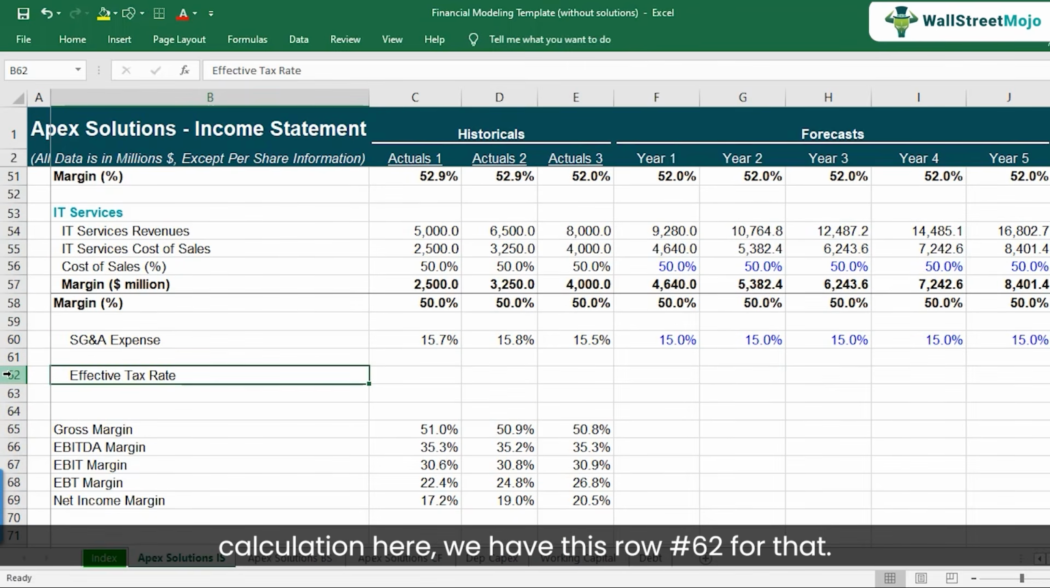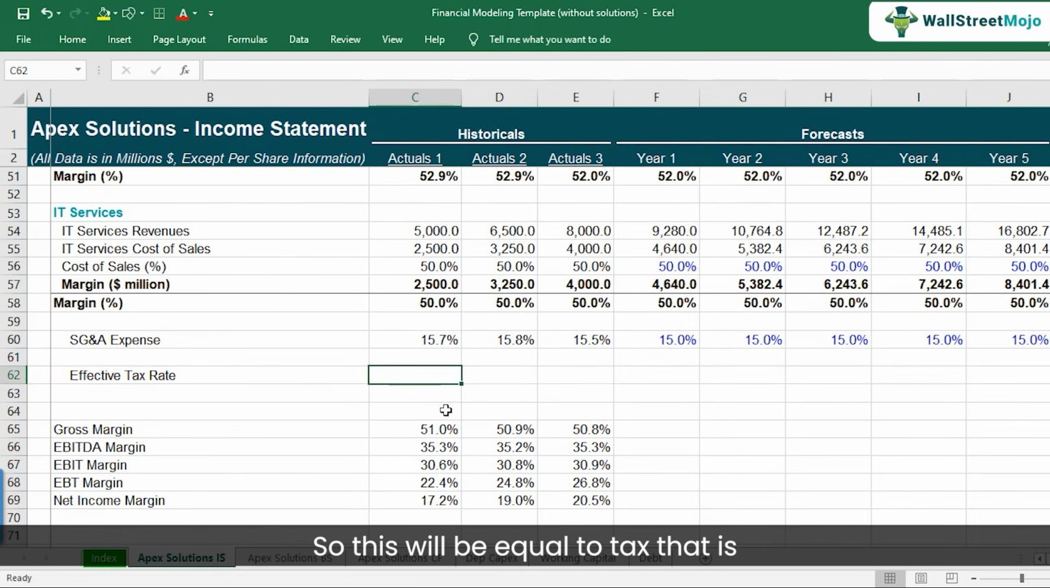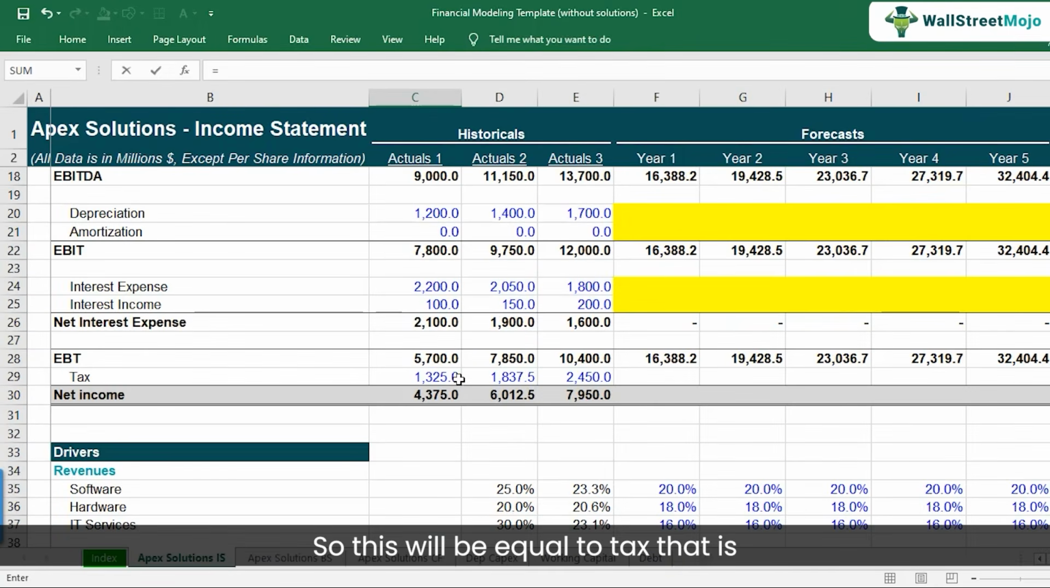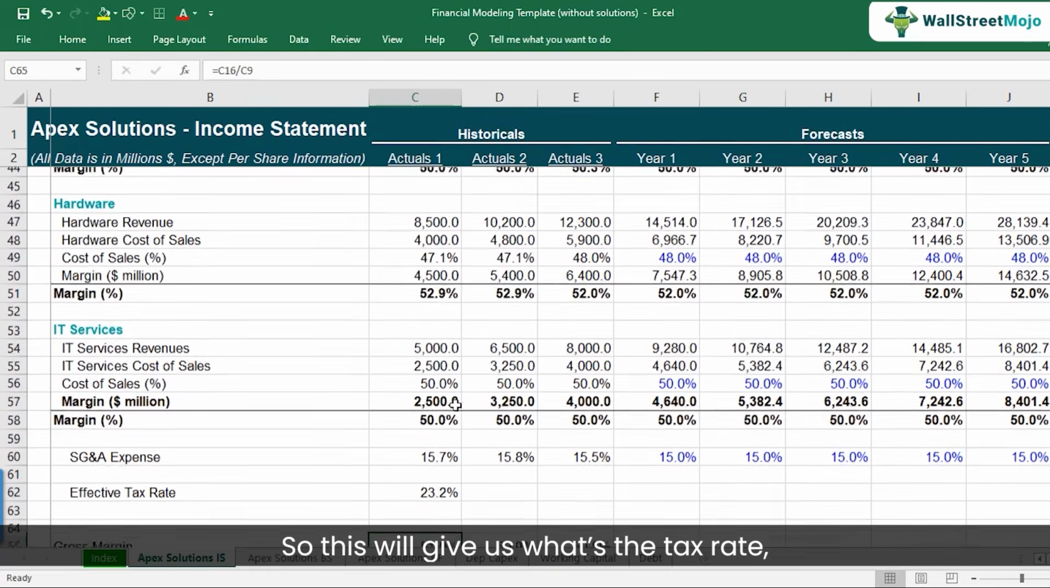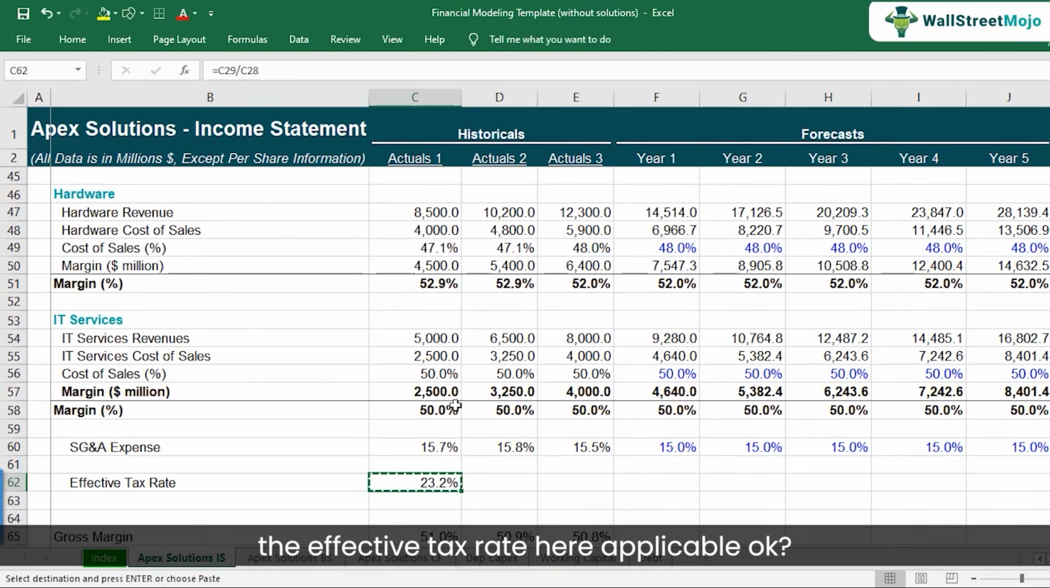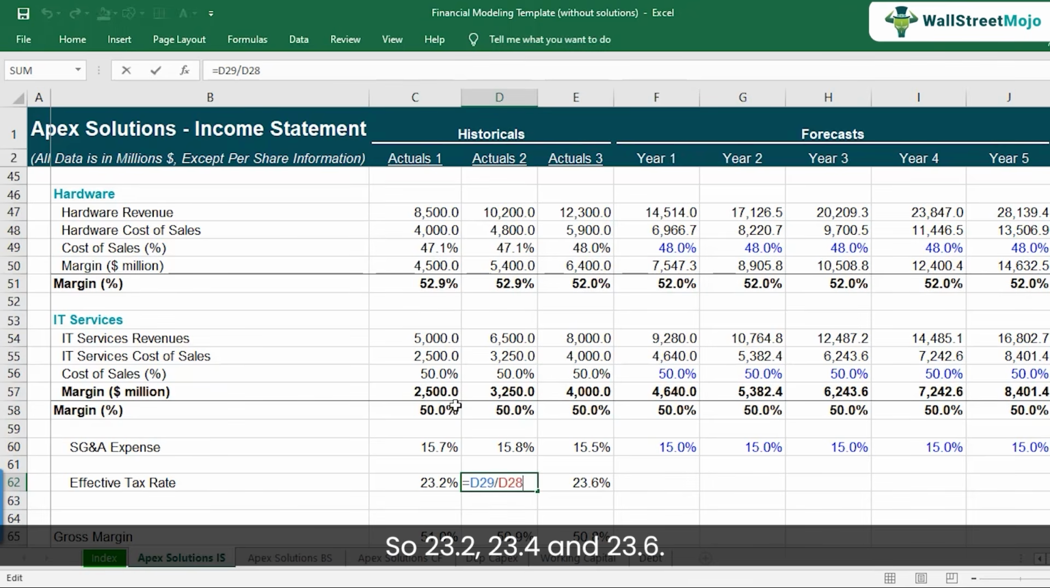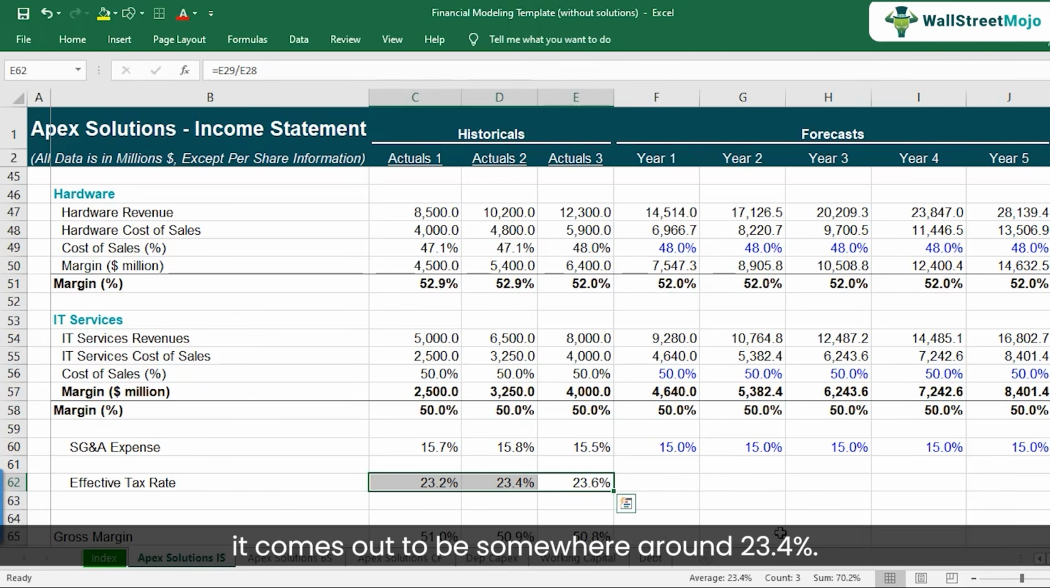We have row number 62 for that. So this will be equal to tax, that is 1325 divided by 5700. This will give us the effective tax rate applicable here. So 23.2, 23.4, and 23.6. If I look at the average here, it comes out to be somewhere around 23.4%.